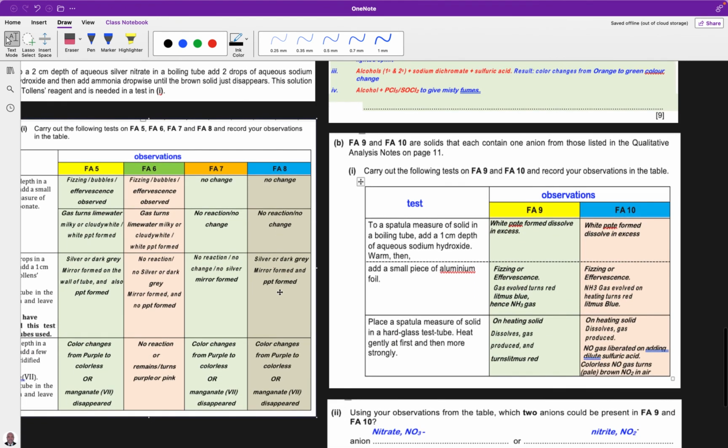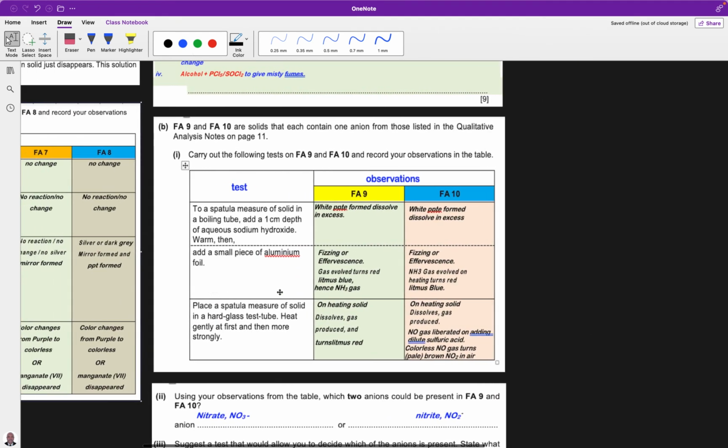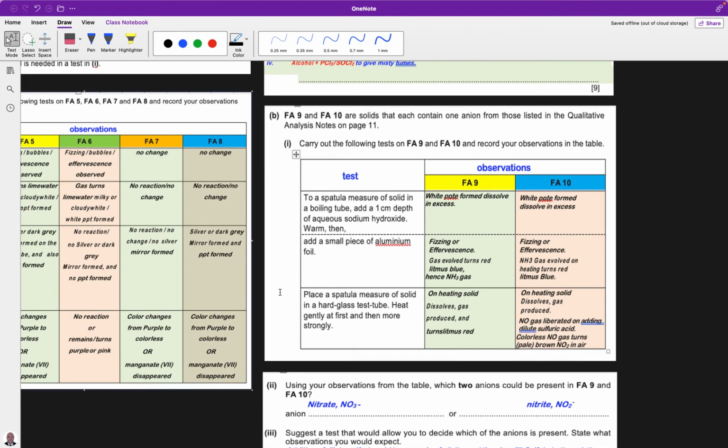It takes us to the last section of the question. The last section of the question reads, Fa9 and Fa10 are solids that each contain one anion from those listed in the qualitative analysis note on page 11. That is the reference page or the confirmation page of reaction of anions and cations. It is on your question paper. It is always there. When you do your test, refer to that reference section. Carry out the following test on Fa9 and Fa10 and record your observations in the table.